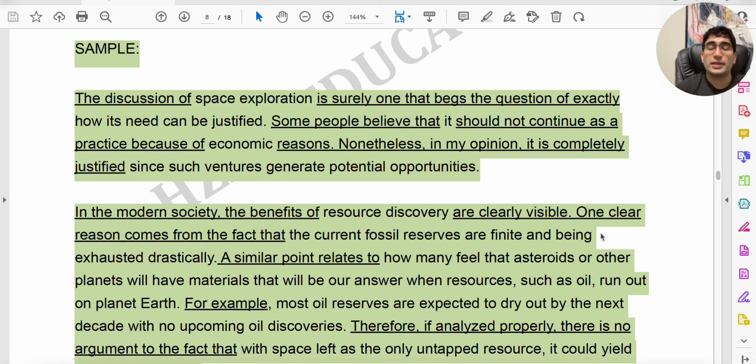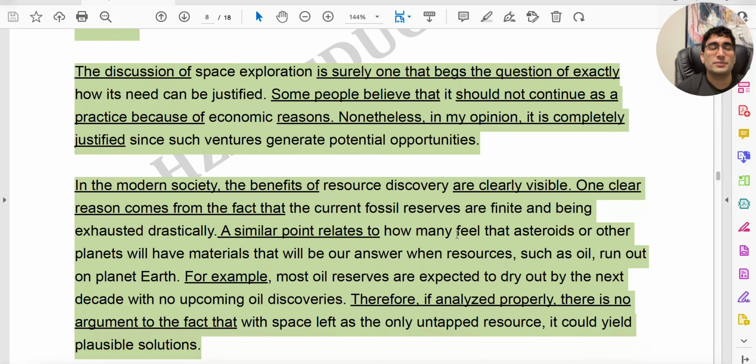So if you're just tuning in, this is about the space exploration essay, and this is, again, the argumentative question in PTE, the one that typically asks you, to what extent do you agree or disagree? We got our structure here of 4 paragraphs. You got your introduction, where you mention your opinion.